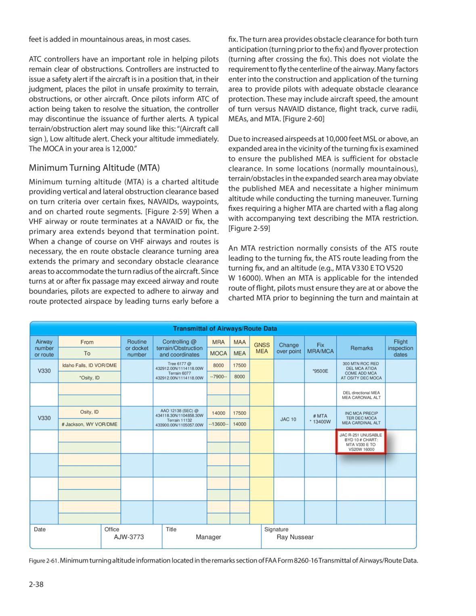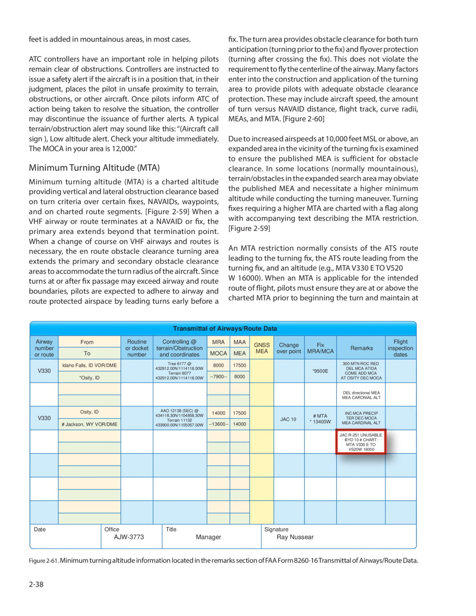ATC controllers have an important role in helping pilots remain clear of obstructions. Controllers are instructed to issue a safety alert if the aircraft is in a position that, in their judgment, places the pilot in unsafe proximity to terrain, obstructions, or other aircraft. Once pilots inform ATC of action being taken to resolve the situation, the controller may discontinue the issuance of further alerts. A typical terrain/obstruction alert may sound like this: "Aircraft call sign, low altitude alert. Check your altitude immediately. The MOCA in your area is 12,000."